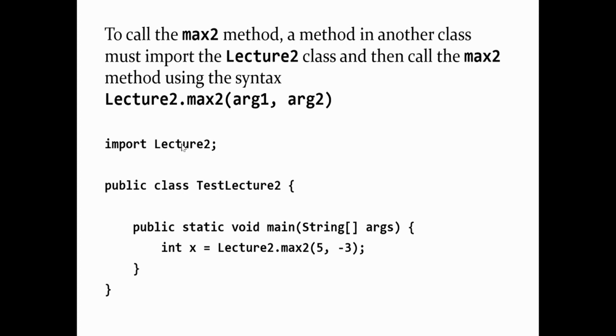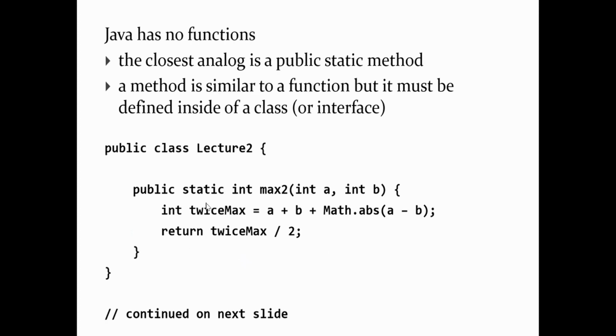So I have to import the class that I want to use, right? And then call the method using the name of the class, right? The way you call the method is going to change slightly as we move through the course. So when we start talking about using objects, this is going to change a little bit. But for now, whenever we call a method, we're going to use the class name in front of the method name, whenever you call a static method, right?